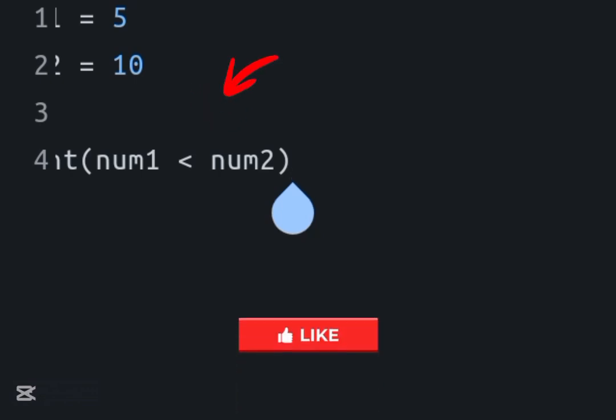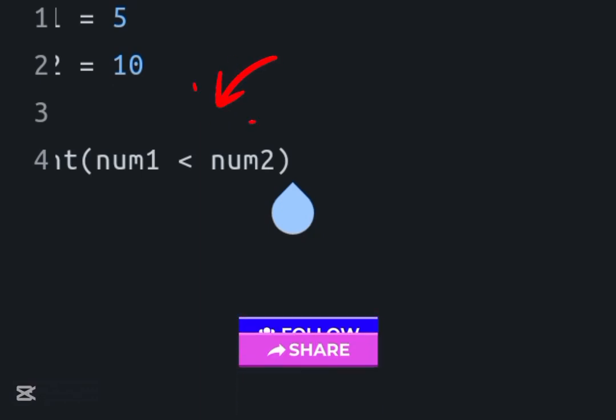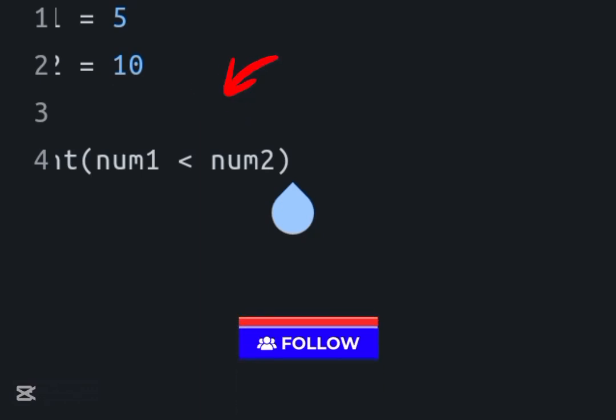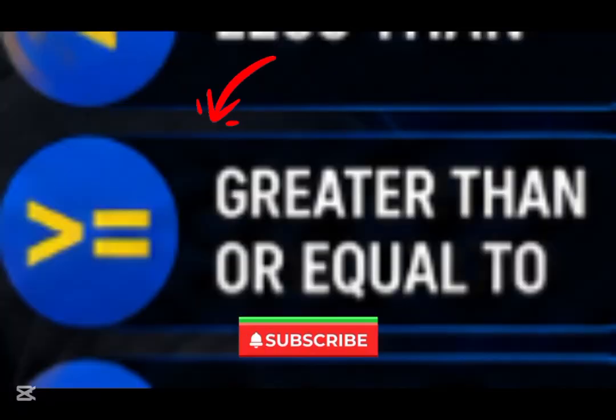The less than operator is written as less than. It checks whether the value on the left is smaller than the value on the right. Since 5 is less than 10, Python returns true.